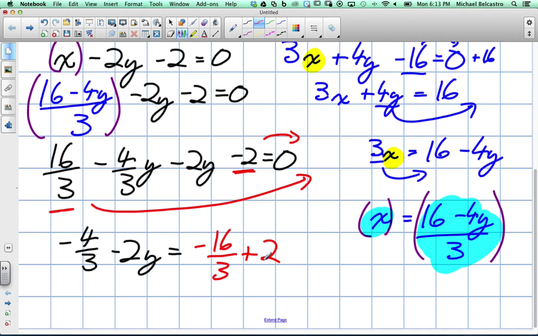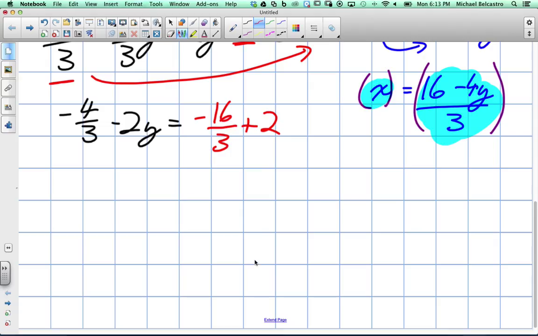Okay. So let's start combining this. We can work in fractions. Do you prefer decimals or fractions? Fractions. You prefer fractions? Okay. I'm going to have to convert these values to fractions. Okay? Because in order to add and subtract fractions, our denominators need to be the same, correct?